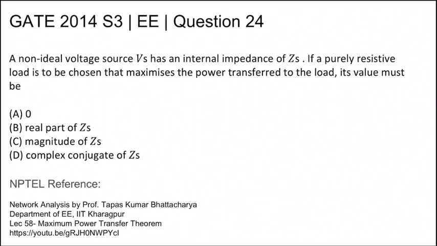This is GATE 2014 set 3 electrical question number 24. A non-ideal voltage source Vs has an internal impedance Zs. If a purely resistive load is to be chosen that maximizes the power transfer to the load, its value must be. The 4 options are given.